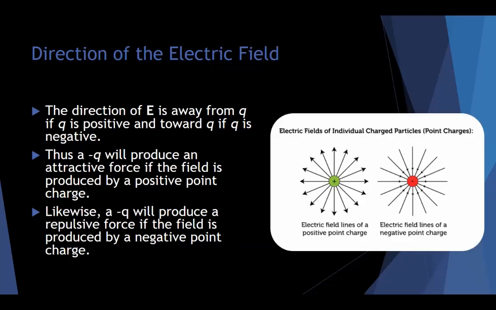Remember that the direction of E is always away from Q if Q is positive and always towards Q if Q is negative. Thus, a negative Q will produce an attractive force if the field is produced by a positive point charge. Likewise, a negative Q will produce a repulsive force if the field is produced by a negative point charge. So you can see whether or not the particle that you're putting into the field will be attracted to the point or repulsed by the point.